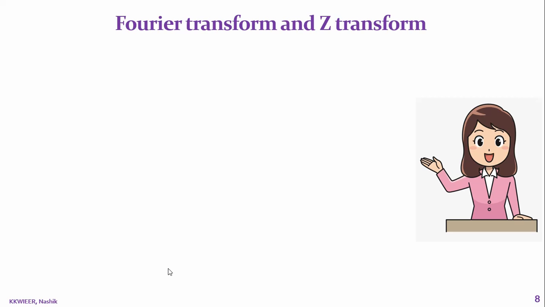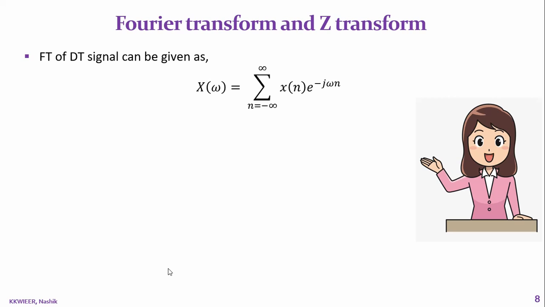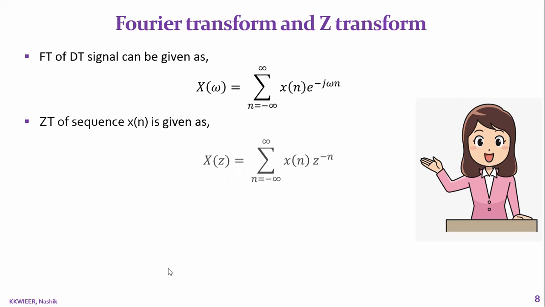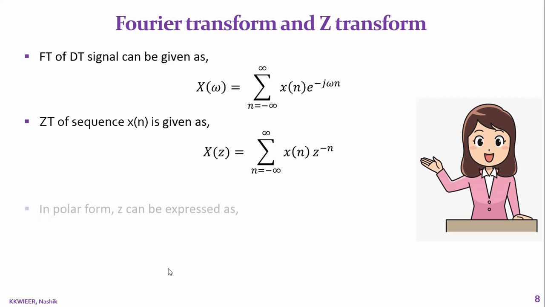Now similarly, let us understand what is the relation between Fourier transform and Z transform. So the Fourier transform of a DT signal can be given as x of omega equals summation n runs from minus infinity to infinity x of n e to the power minus j omega n. Now the Z transform of the above sequence x of n is given as x of z equals summation n runs from minus infinity to infinity x of n z raised to minus n.